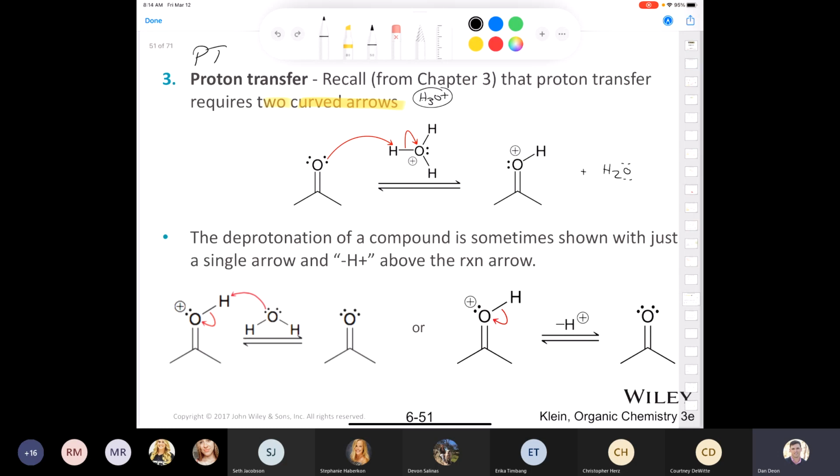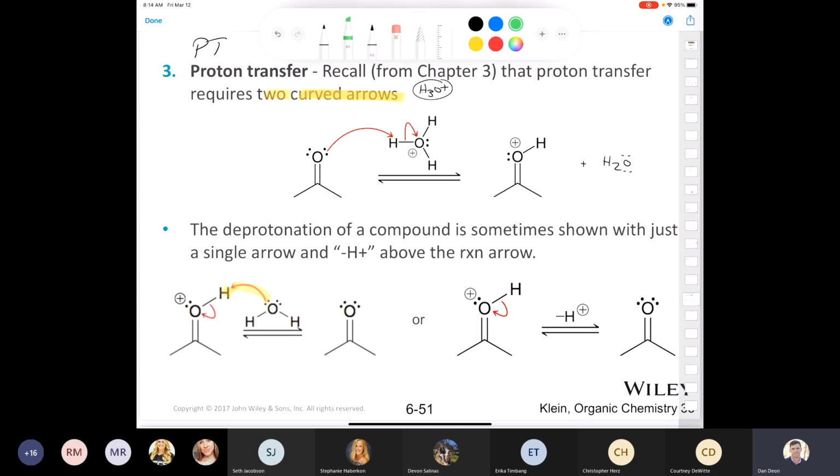So you see that this protonated carbonyl here is losing this proton to the water, which is behaving as a base. So what's going on? The pair of electrons on the oxygen is taking the proton, right, or forming a bond between the oxygen and this proton here. And then this bond is being broken, and the pair of electrons is going to end up on the oxygen of the carbonyl.